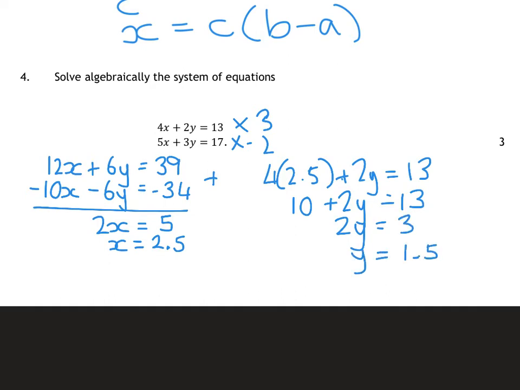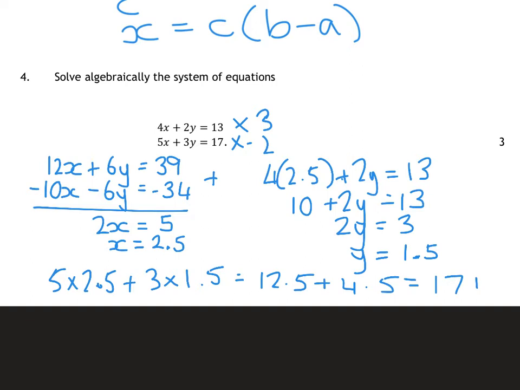3 divided by 2 is 1.5. So again, quite a nice decimal. Just going to go double check my answer. So in the second equation, 5 times 2.5 plus 3 times 1.5. That means 12.5 plus 4.5 is 17. So yeah, I've got the right answer. Remember, that bit's not necessary. So solving the equations, your final answers are x equals 2.5, y equals 1.5.